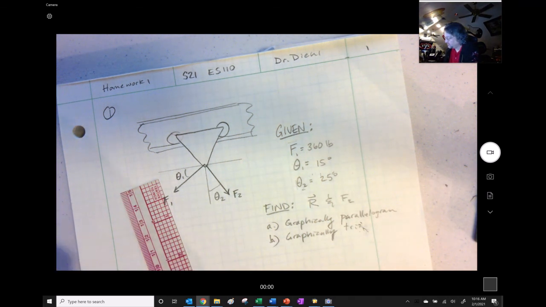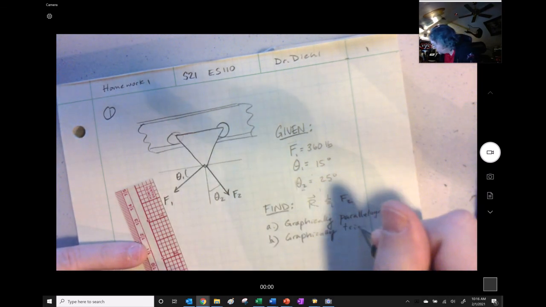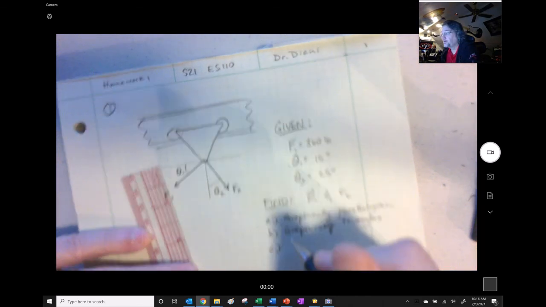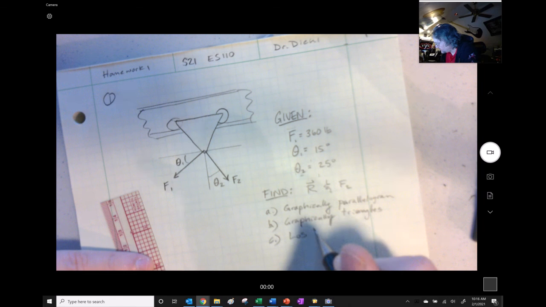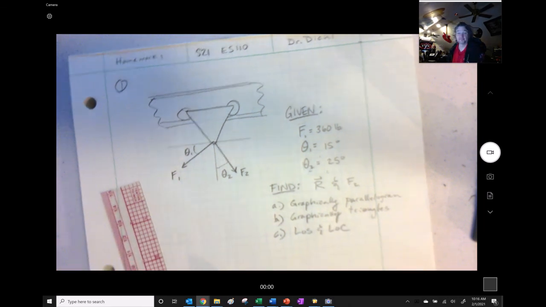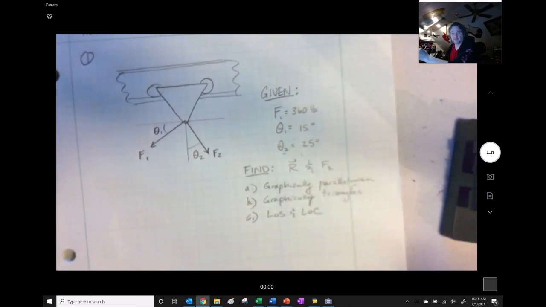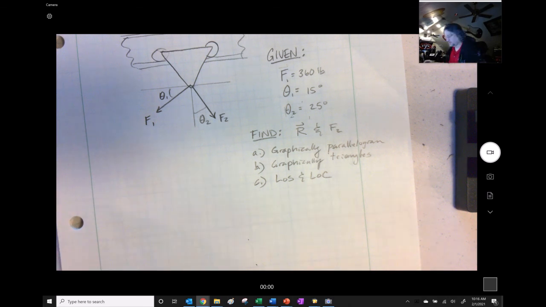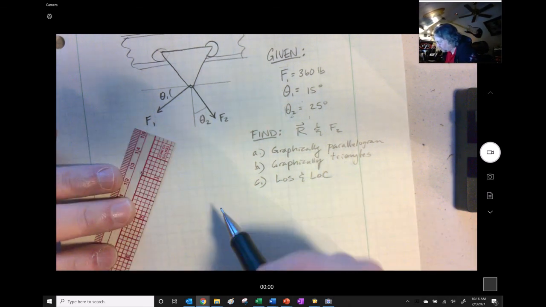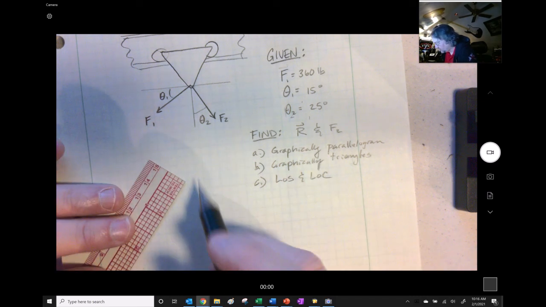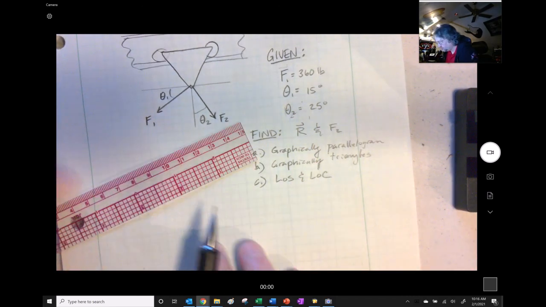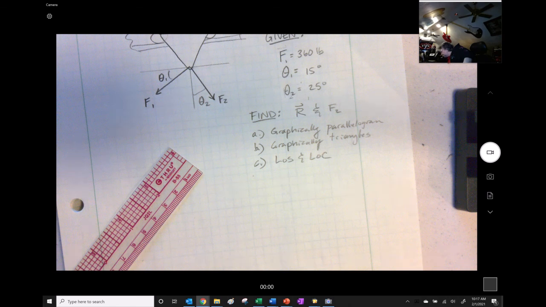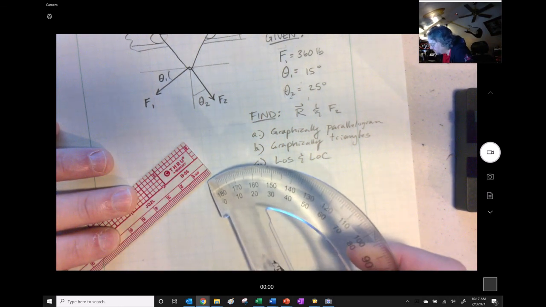I don't know if this is the greatest idea I've ever had. I see my eraser's gone. Triangles. And here, law of sines and law of cosines. Okay, focus there, focus. Was it the greatest idea to do these homework problems this way? I don't know. All right, so for the parallelogram, I'm going to use, which way? I think I am going to use millimeters right here.